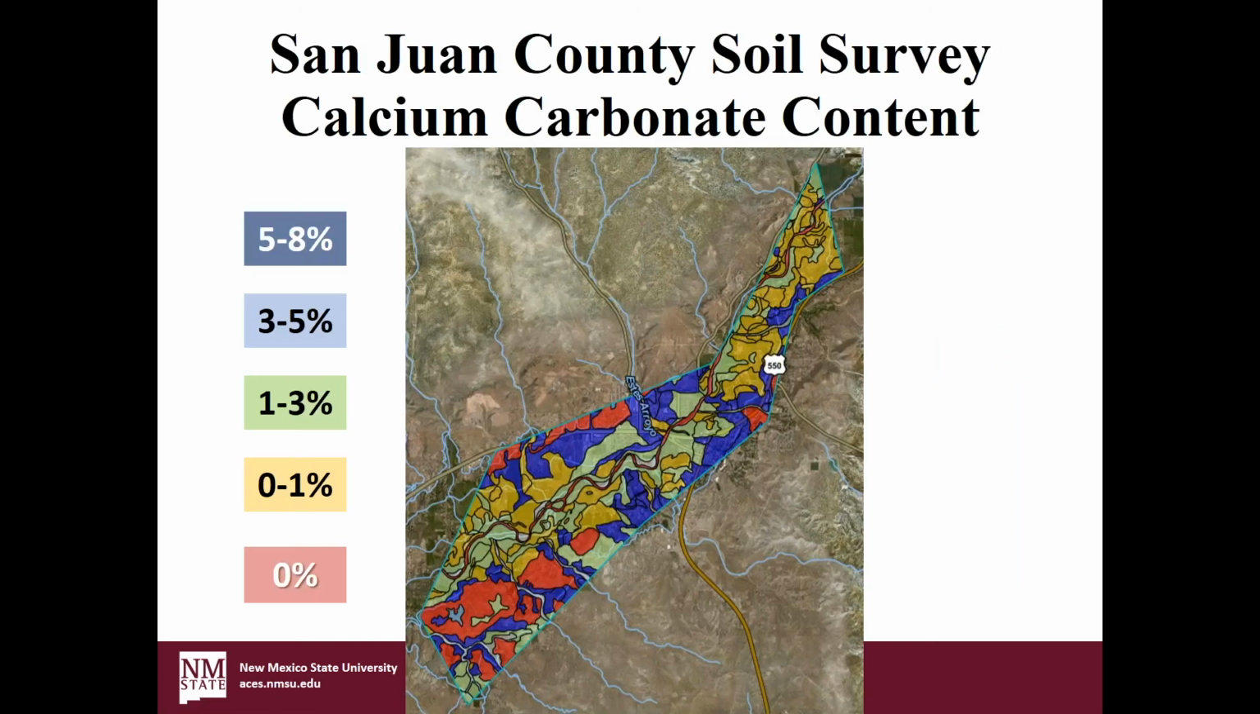The web soil survey also can be used to estimate your calcium carbonate content potential. Take, for example, San Juan County in the northwest corner of the state, can vary from 0 all the way up to about 8%. Now, of course, it's always beneficial to submit a soil sample from the location that is being used to grow crops or gardens or whatnot.